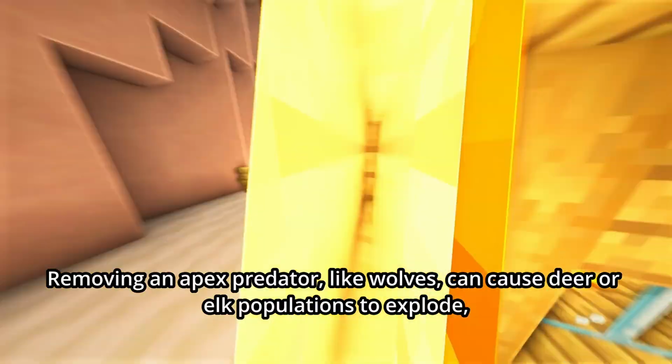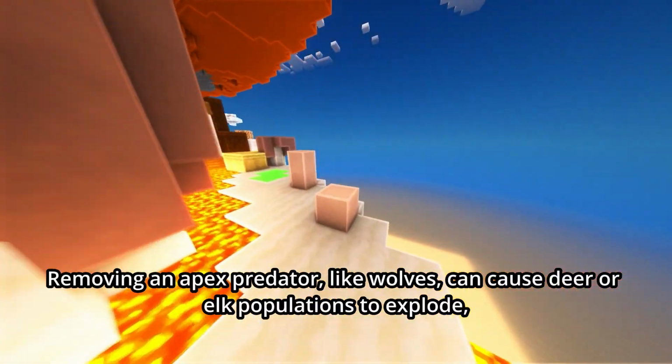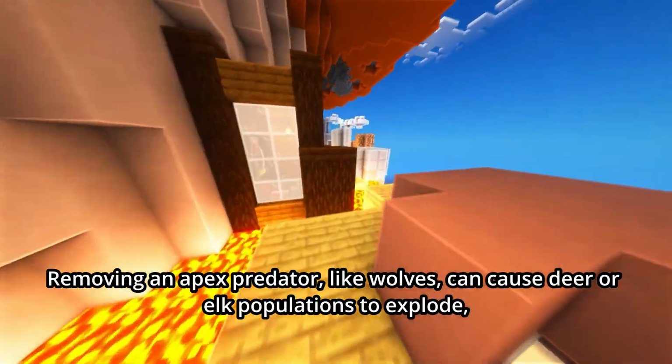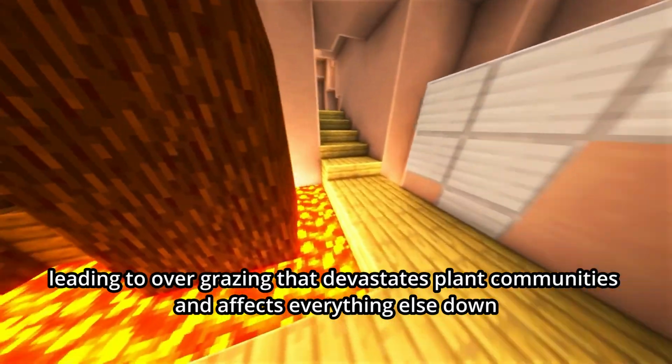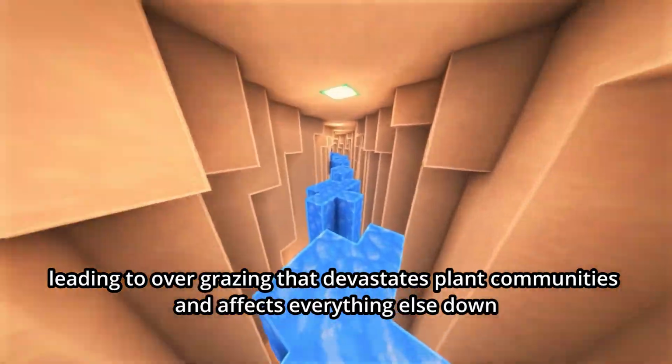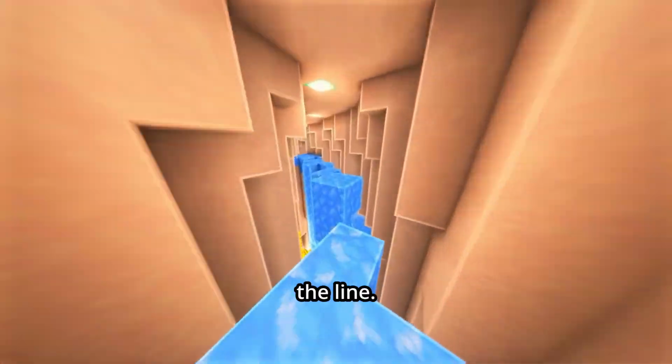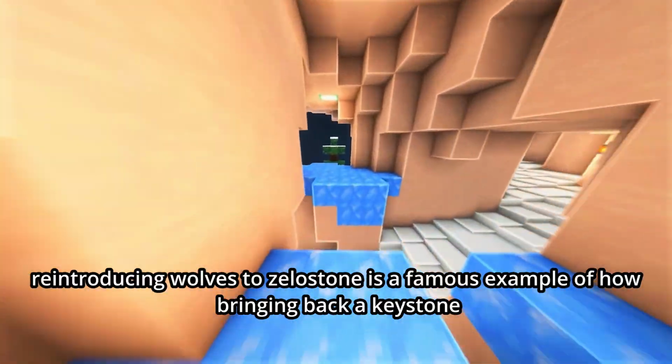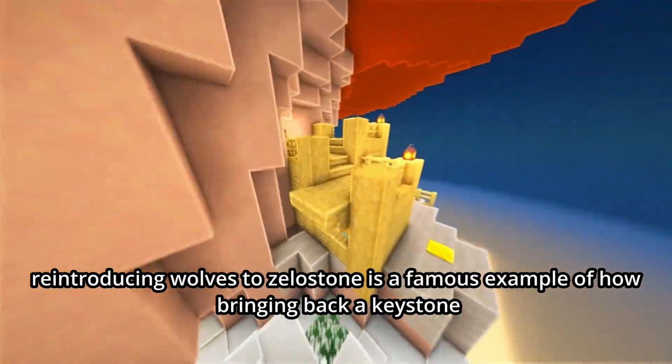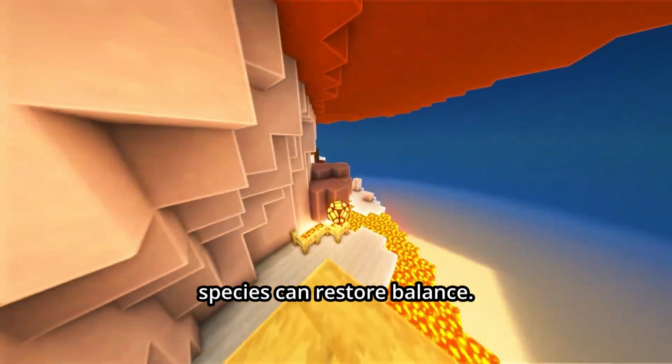Exactly. Removing an apex predator, like wolves, can cause deer or elk populations to explode, leading to overgrazing that devastates plant communities and affects everything else down the line. Reintroducing wolves to Yellowstone is a famous example of how bringing back a keystone species can restore balance.